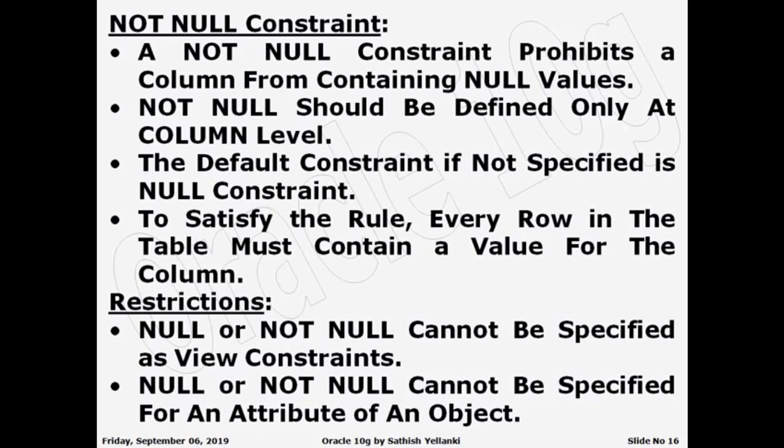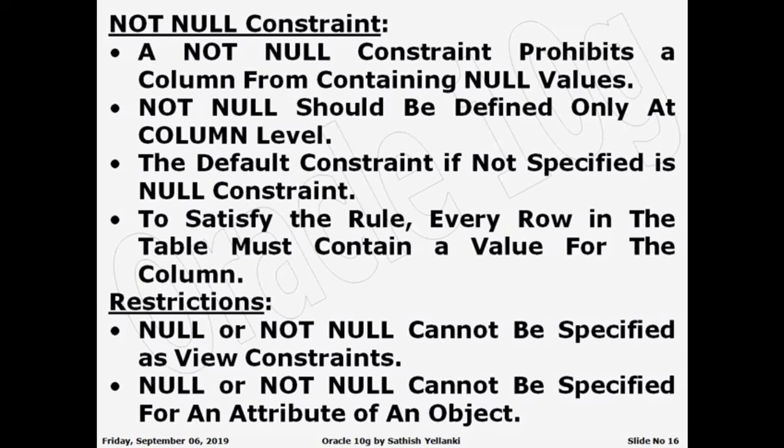To satisfy the column that is declared with the not null constraint, the only way is to provide the value. If you don't give the value, it rejects it. Null or not null constraints cannot be declared on view constraints. When we come to views, you'll understand, don't worry. Null or not null constraints cannot be declared on any attribute of an object in object-oriented implementations.